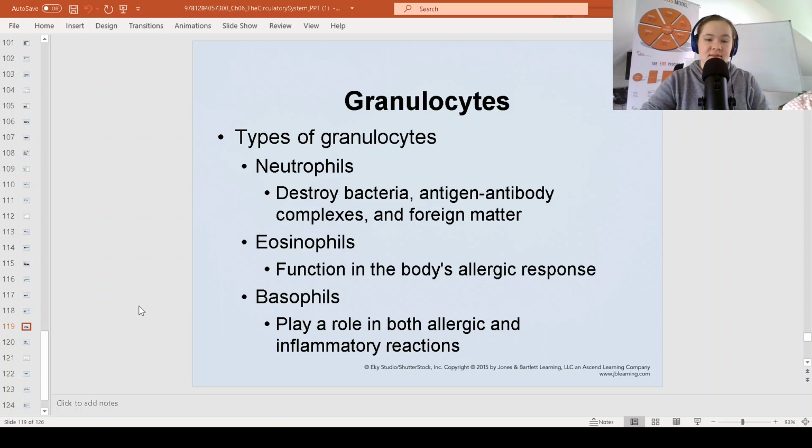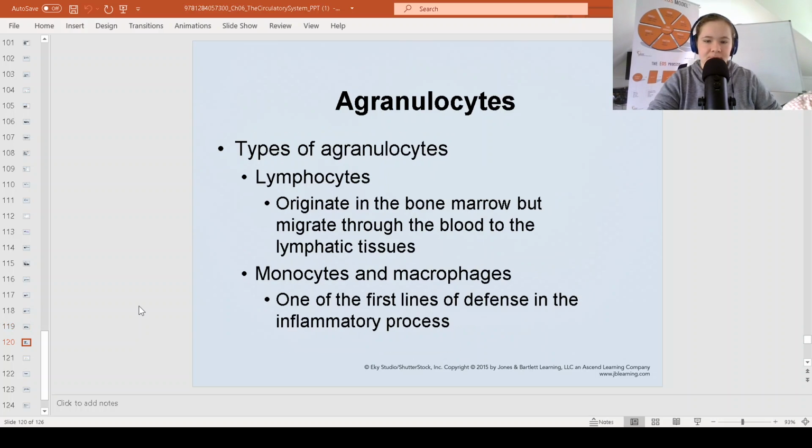So granulocytes, we've got three types. Neutrophils, which destroy bacteria, antigen-antibody complexes, and foreign matter. Eosinophils, which function in the body's allergic response. And the basophils, which play a role in both allergic and inflammatory responses.